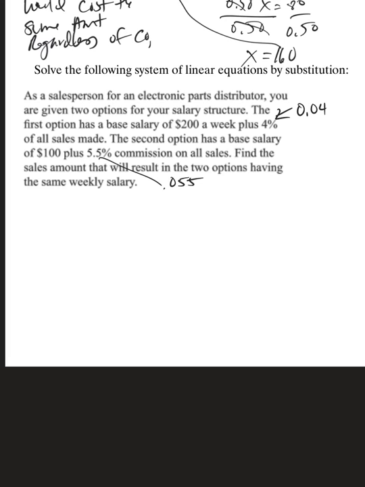Okay, so a salesperson for an electronics part distributor, you're given two options for your salary structure. The first option has a base salary of $200, no matter what, $200, plus 4% of all sales. So x is going to represent sales. y is going to represent your salary. The second one, $100, no matter what, and a higher percentage of sales. Find the sale amount that will result in the two options having the same weekly salary.